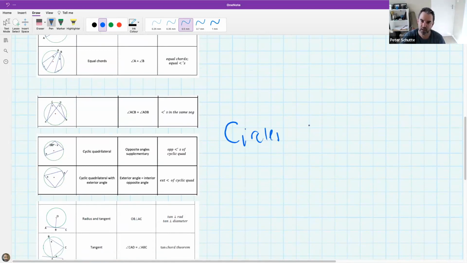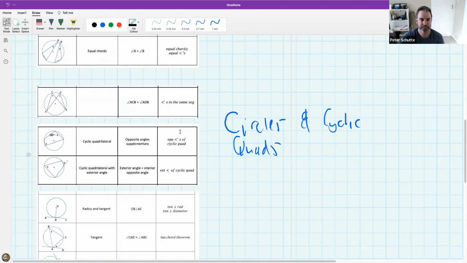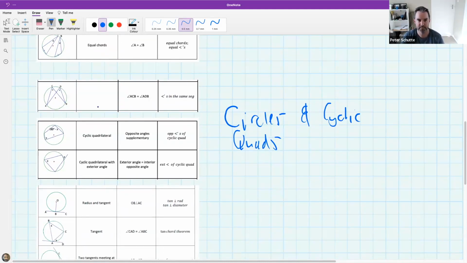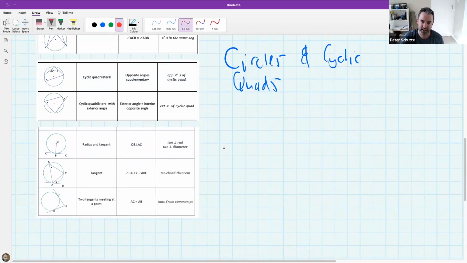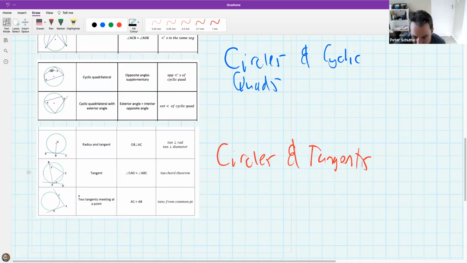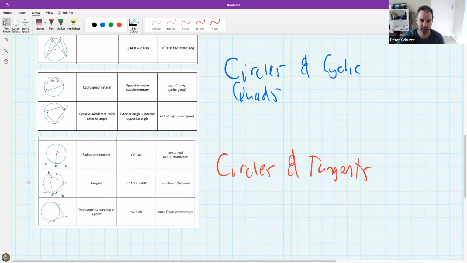And then we've got circles and cyclic quads. There we can see our cyclic quad theorems over here: angles in the same segment, opposite angles of a cyclic quad, exterior angle. And then the last group of theorems we need to keep in our brain is circles and tangents. Here we have the tan radius theorem, the tan chord theorem, and tangents from an equal point. And really all we need to do is get better at using these tools.